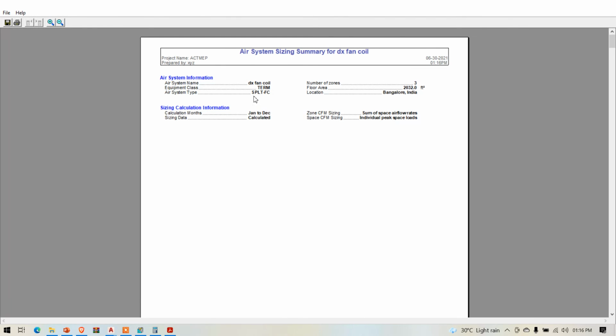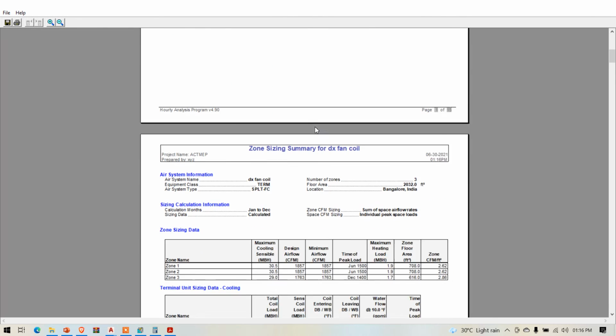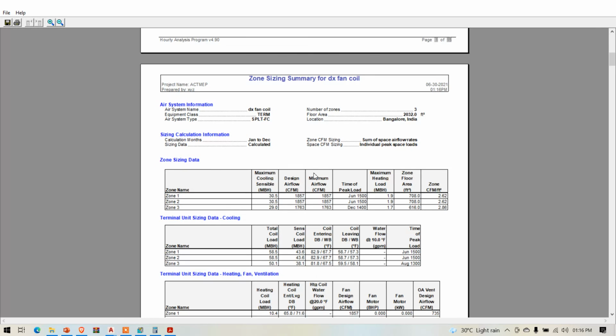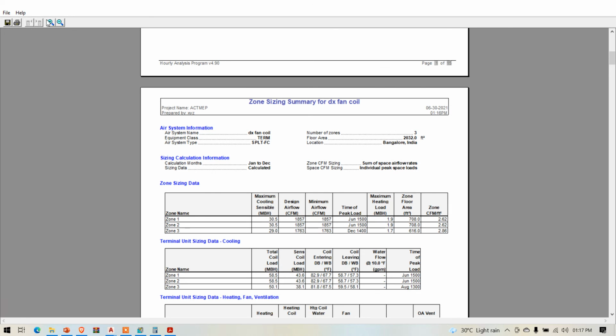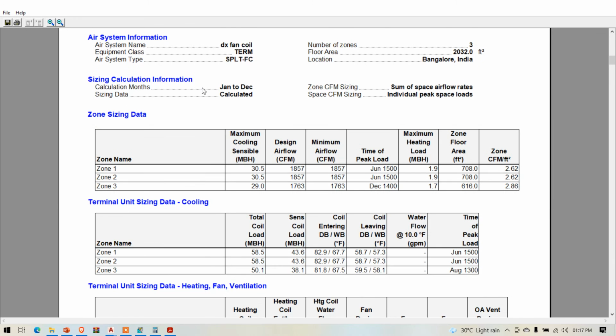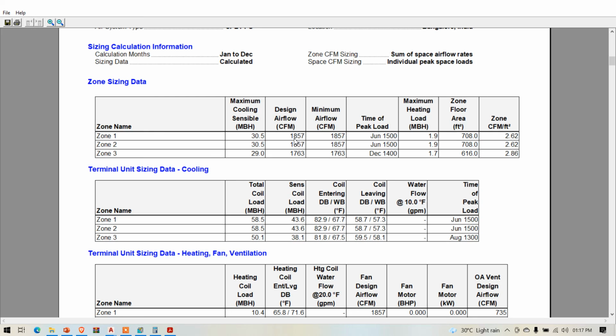See here you are getting the DX fan coil, number of zones 3 zones, total floor area. So the complete information you got over here. And here you get the CFM of each zone. See zone number 1, 2, 3. Designing airflow CFM, see here we got it, CFM 1858.